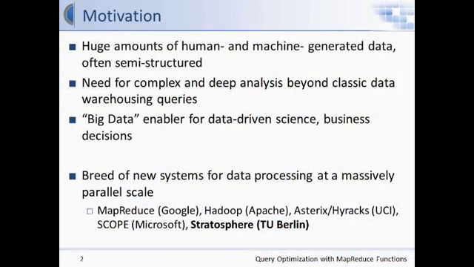Good. So the motivation of the project as a whole is big data. We're seeing nowadays huge amounts of data, human generated or machine generated. And at the same time, we also see a need for more complex and deeper queries, so queries that go beyond the traditional data warehousing queries.